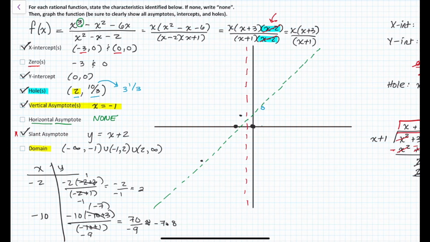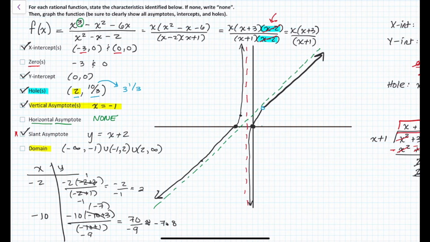And so now I can just connect the dots, hug the asymptotes that I've drawn here, and then go to the other side of the vertical asymptote. Make sure you leave that hole showing as an open circle. Don't go right through it. And there we have our graph.